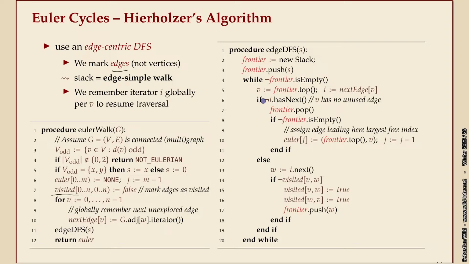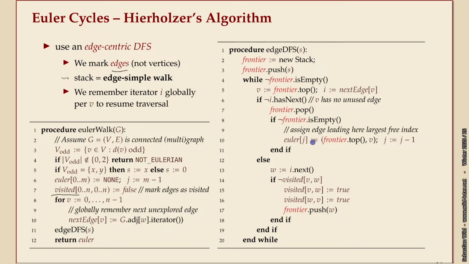If there's none left, that's the backtracking case. If there is one left, then I'm following that edge. I mark the edge as visited, and because it's an undirected graph, I mark it visited also in the backwards direction. And then I'm pushing the vertex I arrived at.